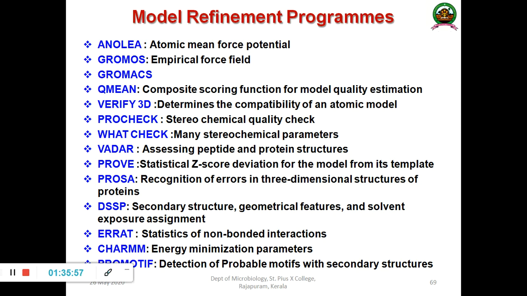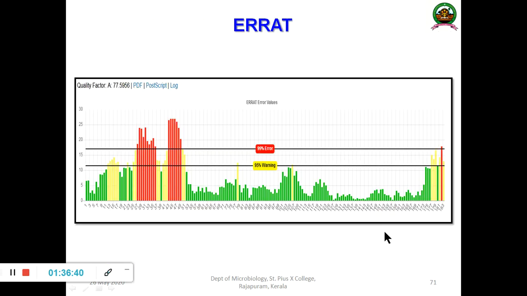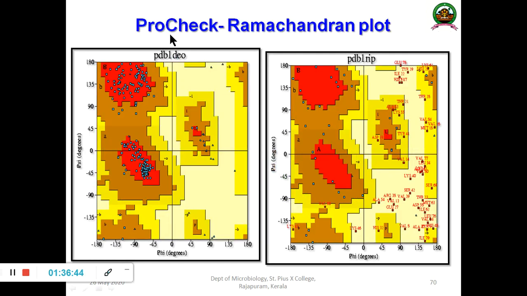Then ANOLEA calculates the potential energy. You have VADAR, volume, area, dihedral angle reporter, which, as I told you, checks the quality of the peptide unit. Then PROVE checks the statistical Z score. Then ProSA, protein structure analysis, compares the Z score of the experimentally solved structure with the Z score of your hypothetical model. DSSP, the dictionary of secondary structure of proteins, checks the secondary structure. ERRAT checks for non-bonded interactions in your protein. Then CHAMP does energy minimization, and ProMotif shows whether there is any specific type of motif.